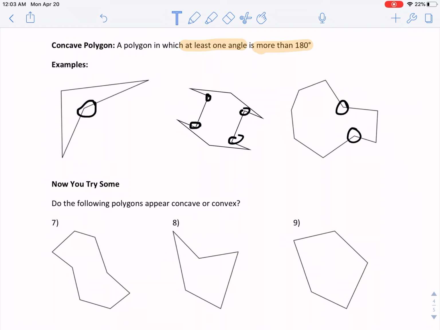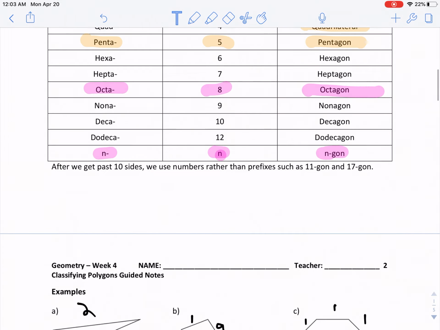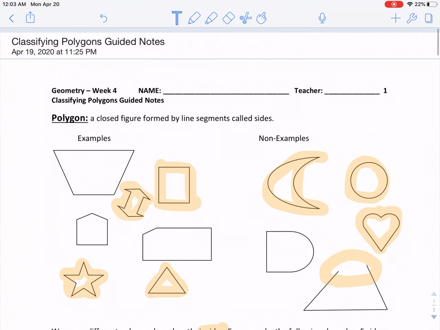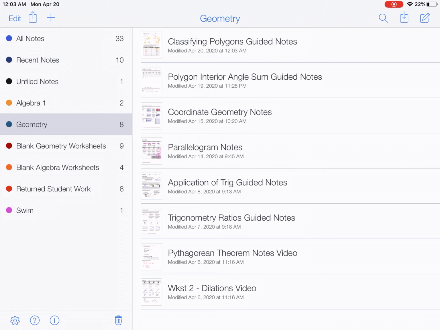So far, what we've talked about is how to classify a polygon. We've done by sides. We've done, is it regular or irregular? Is it concave or convex? Those are the first three things, and that's it for the first set. So I'm going to take a pause as I scroll over to the second guided notes page. Quick break as we flip over.